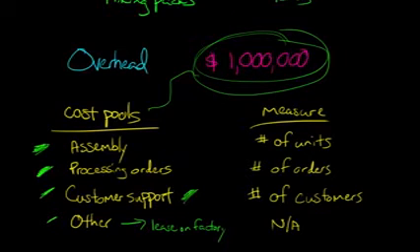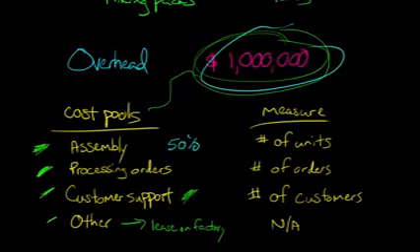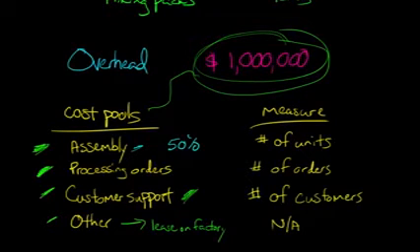We've done a lot of checking. And we think, okay, let me just write this out here. Let's say you estimate 50% of this has to do with assembly, and then 10% has to do with processing, and then 25% has to do with customer support, and then 15% has to do with other. That's the lease on the factory or something.